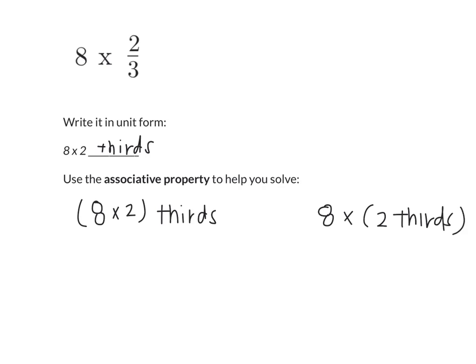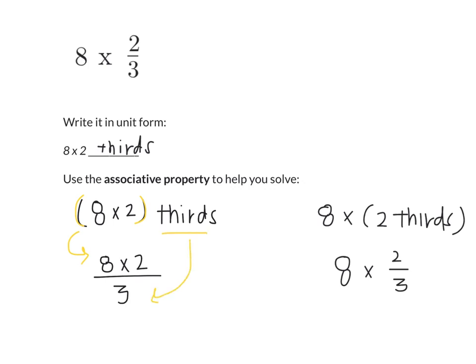Using the previous example, I know that written as a fraction, this would be 8 times 2 in the numerator, thirds, and this would be 8 copies of 2 thirds. Right? Do you guys see the difference there? Now that we've used the associative property to group the 8 times 2 in the numerator, and have the thirds be in the denominator, we can solve it.